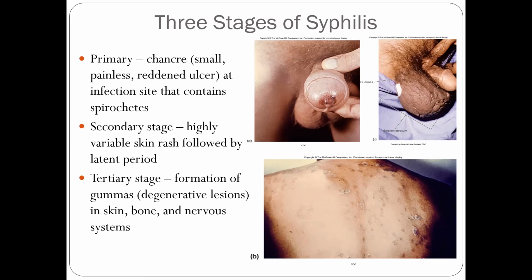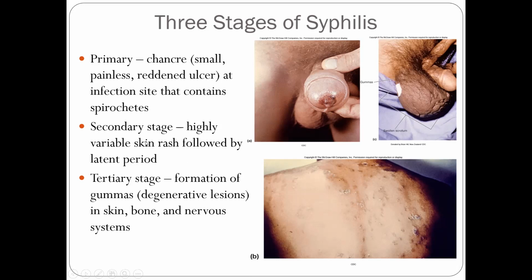So the first one is the primary stage. We call it a chancre. Chancre is a word coming from French. You will see the penis will have a small, painless, red ulcer. Okay, that means it's infected. This is the first stage.